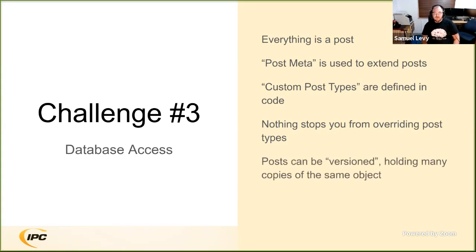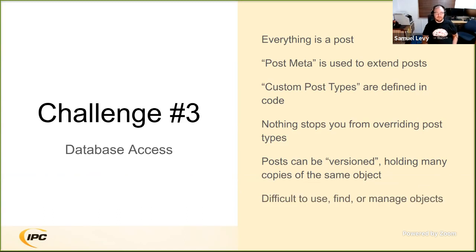Also, posts can be versioned. You'll probably have seen this if you've used WordPress. You'll have autosaves. You'll have multiple different versions of a single post, and only one of them is the correct version that should be published and used. But the database might have 100 other versions saved there. They all have the same ID, and it's up to WordPress to decide which is the right version.